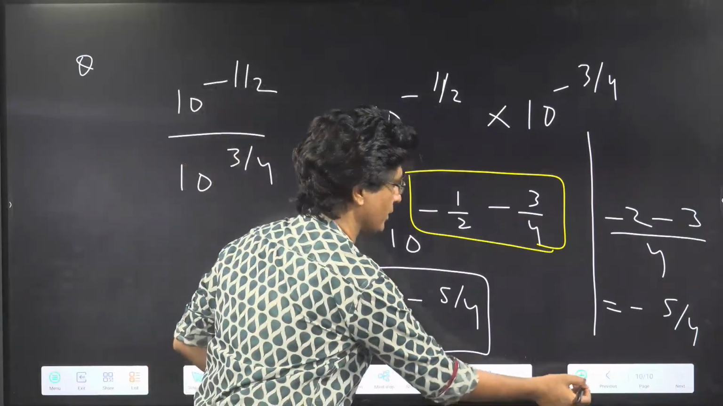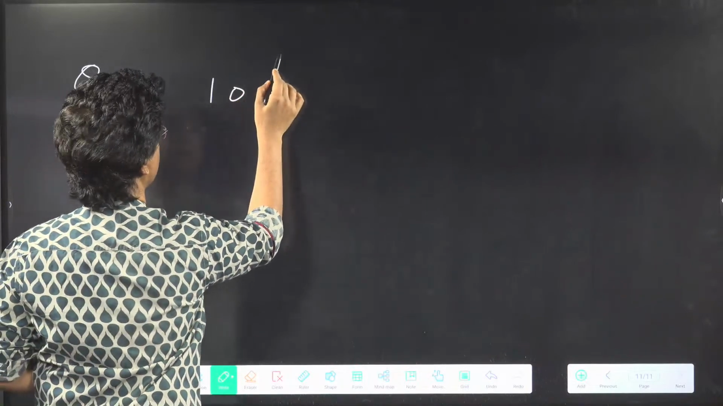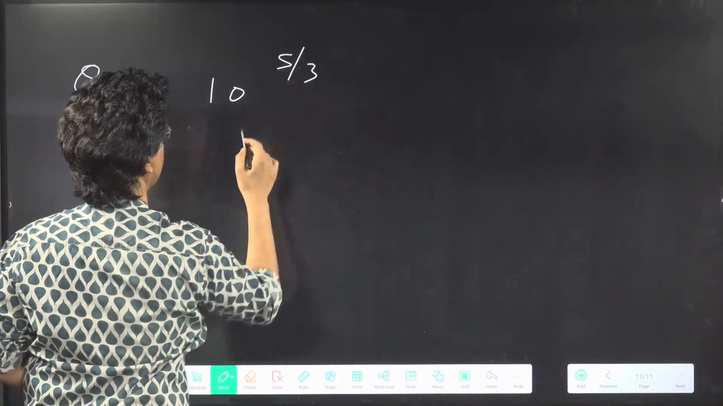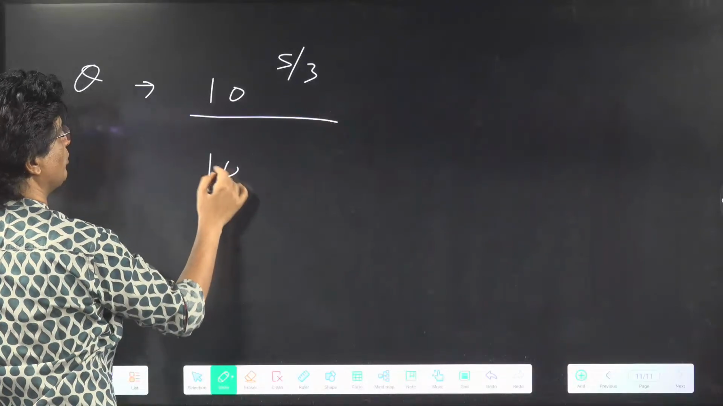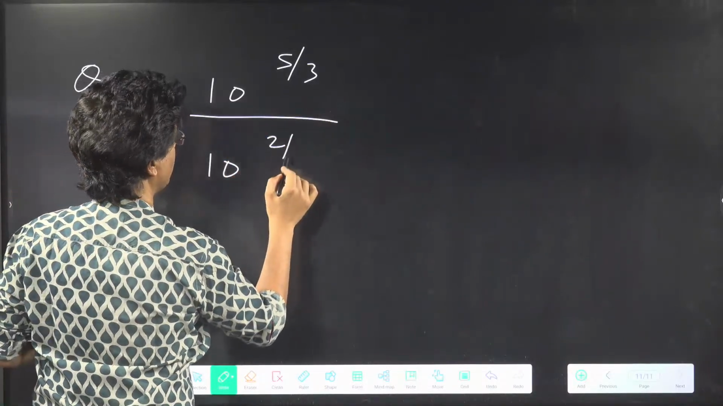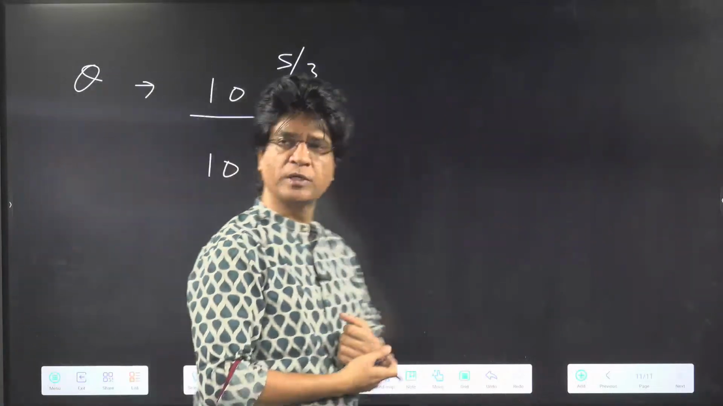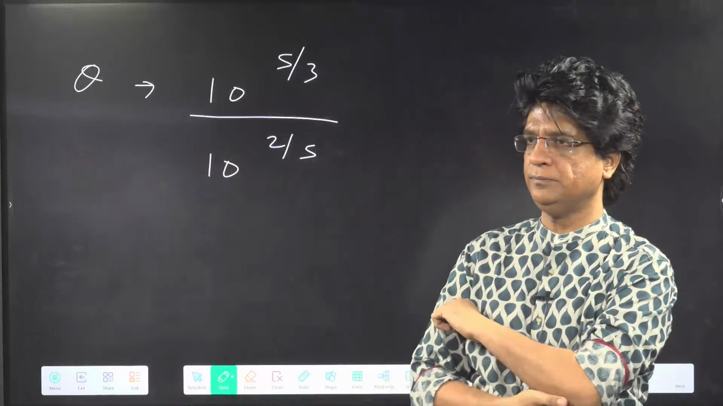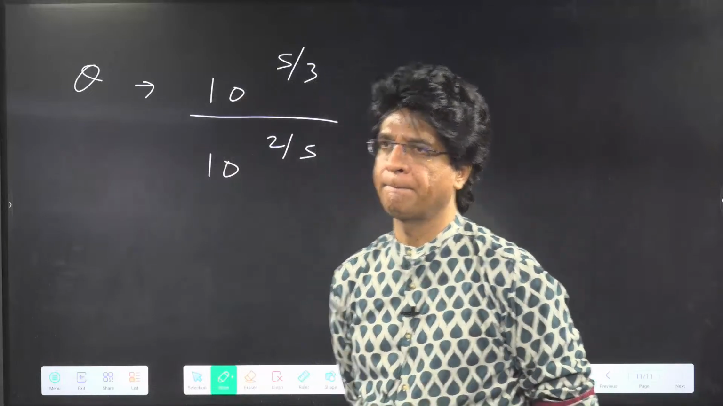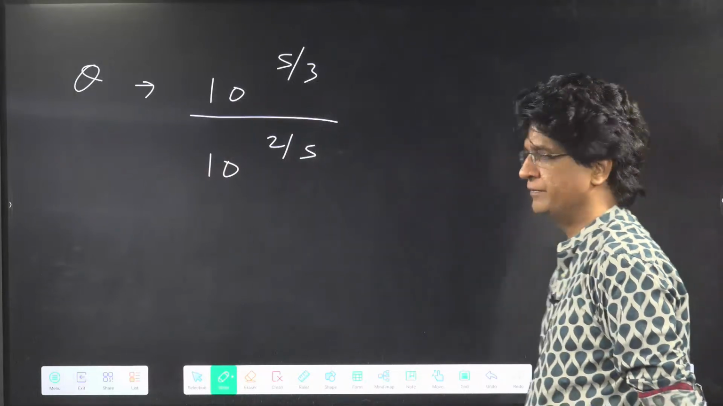Okay, we'll do one more question for that stuff. 10 to power of 5 by 3 divided by 10 to power of 2 by 5. Come on, solve it. 10 to power of 5 by 3 and 10 to power of 2 by 5.